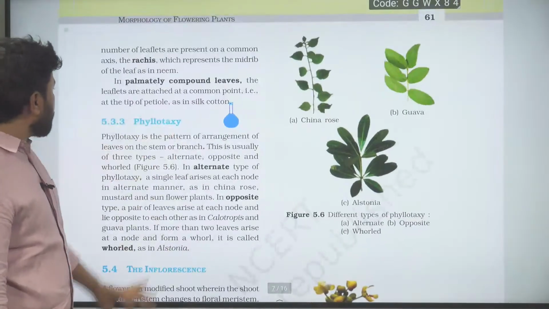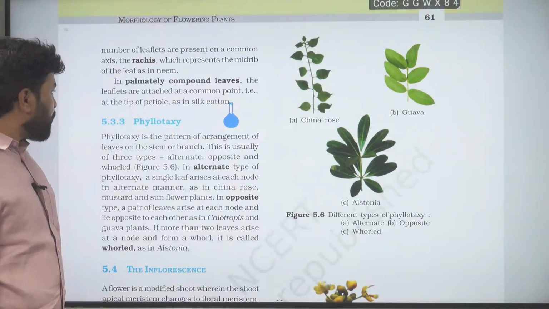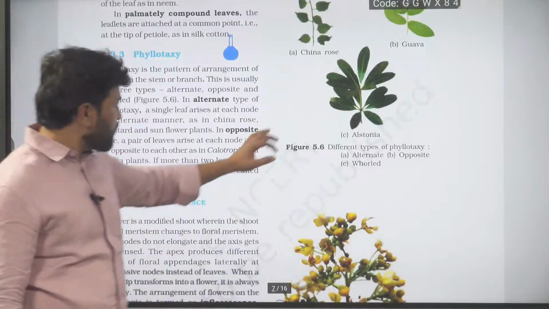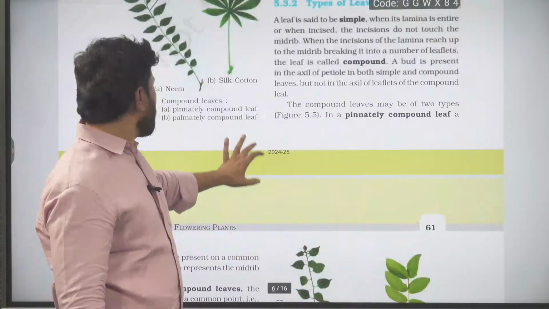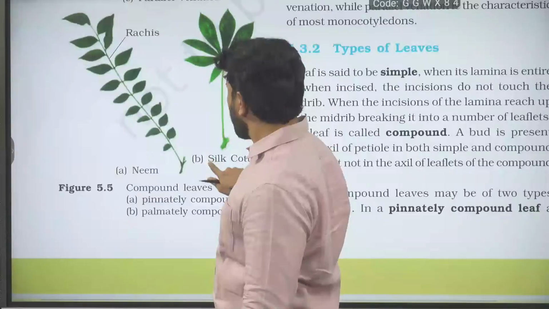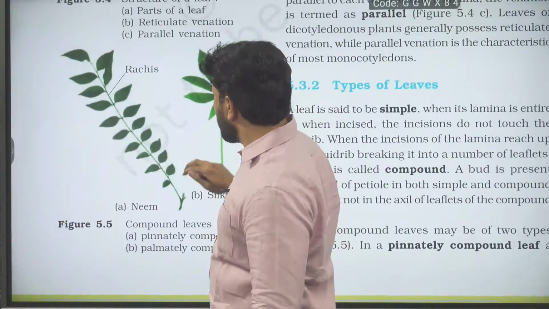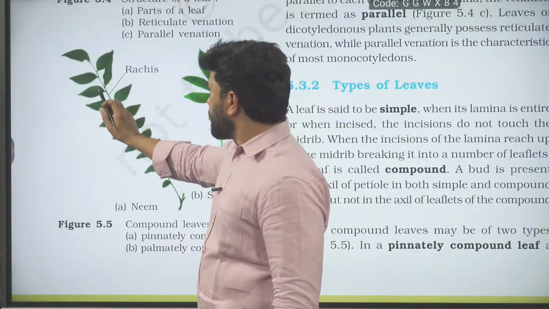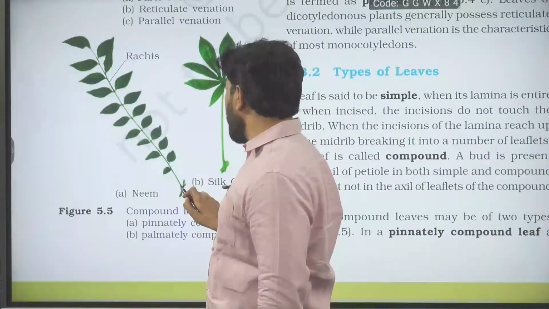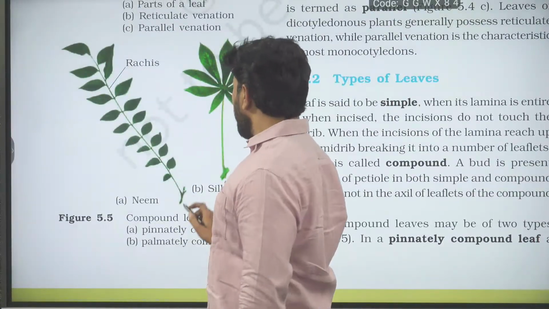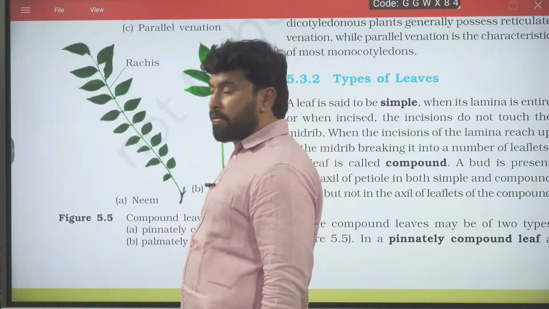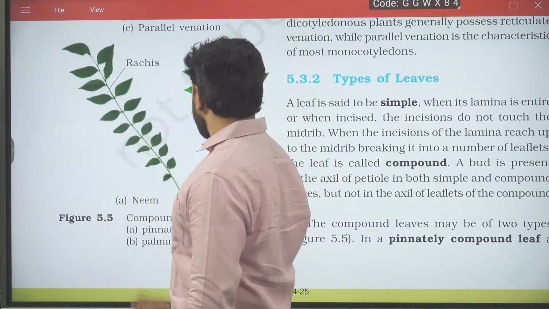In a palmately compound leaf, the leaflets are attached at a common point, as in the petioles of silk cotton. See this one, you can get an idea. This is neem. In this midrib, these are all our leaflets. This is the stem. Here you will identify the axillary bud. There is no axillary bud at the point where leaflets get attached to the rachis.